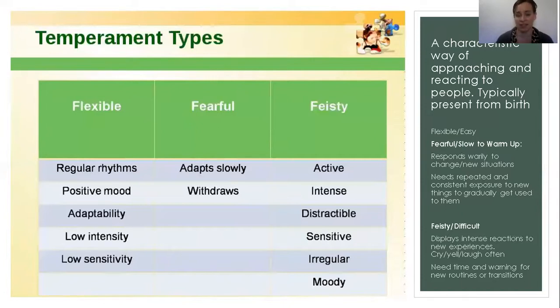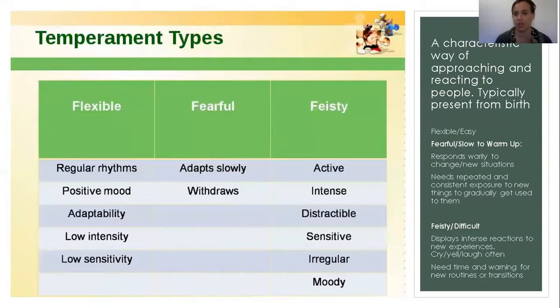Then we have feisty little ones as well. They're typically very active children and very intense. So they will be very joyful, they will be very angry, they will be very sad, they will be very frustrated. They're very intense people, most likely. They feel things very deeply, and they need to show and tell you those things as well.